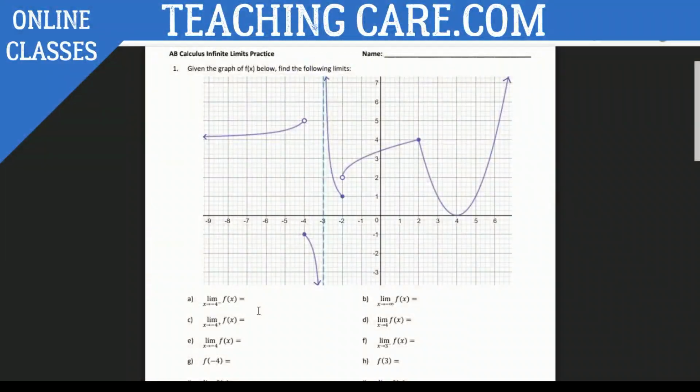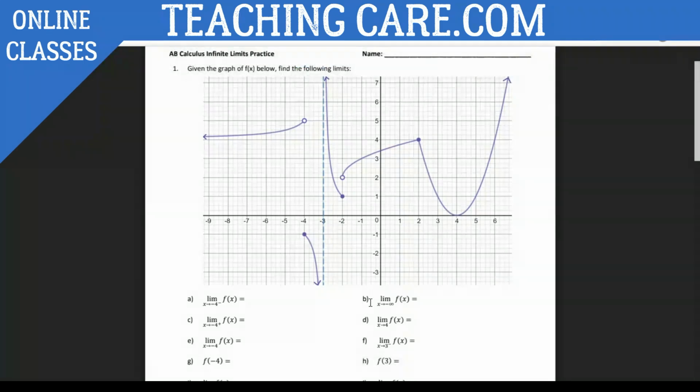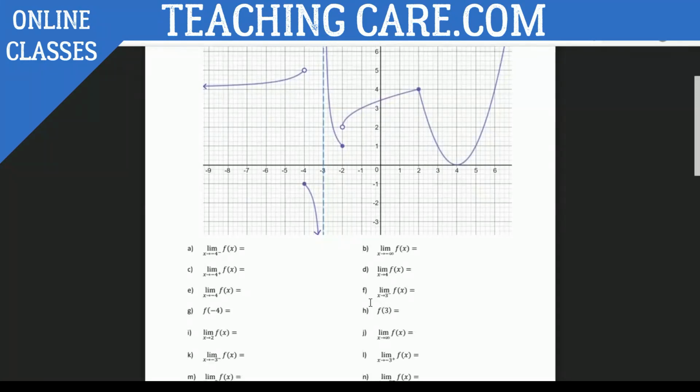Sorry, minus f. I didn't see that. I thought I said -3, sorry. It's going to be 1. Okay. Next one. F of negative 4 is what? -1. Yes. F of 3? F of 3 is going to be 1.